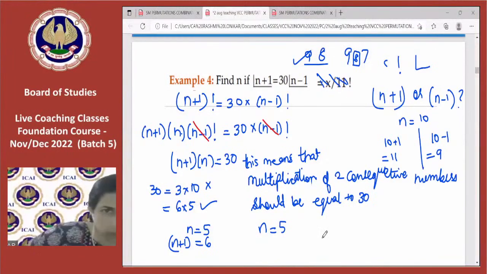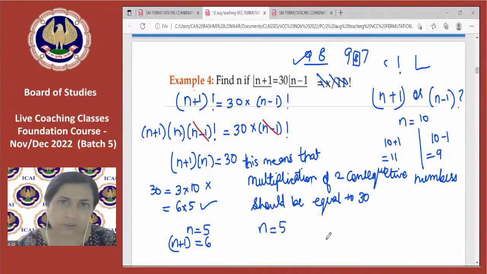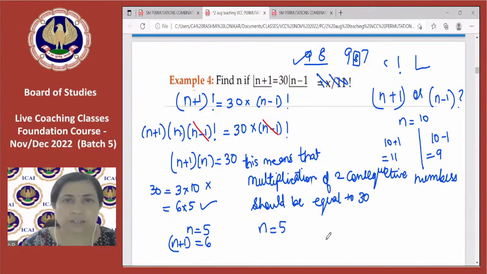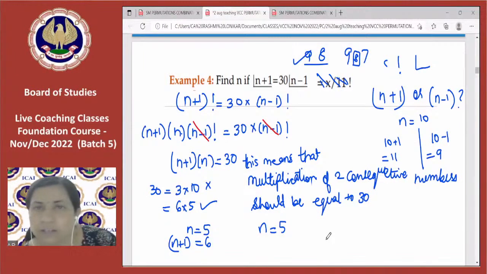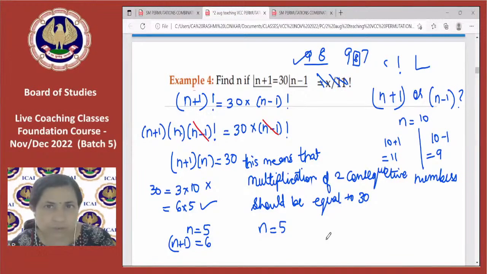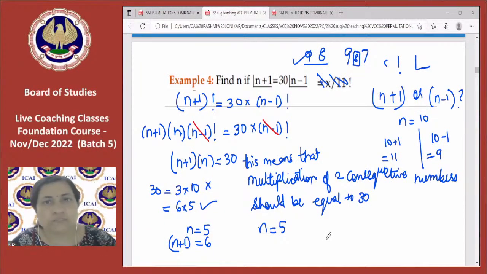Understood? Let me explain again. (n+1)! is equal to 30 into (n-1)!. I have this question. I remember that in permutation, I will write the bigger number up to the smaller number. So I have n plus 1 into n minus 1 factorial is equal to 30 into n minus 1 factorial. So n minus 1 factorial will get cancelled away and I am left with n plus 1 into n equal to 30. Now I try to find the factors of 30. So in factors of 30, I have 3 into 10 or 6 into 5.